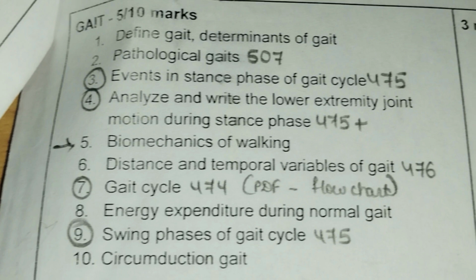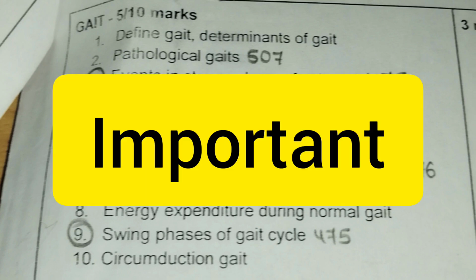Fifth one, biomechanics of walking. Sixth one, distance and temporal variables of gait. Seventh one, gait cycle. Eighth one, energy expenditure during normal gait. Ninth one, swing phases of gait cycle. And the last one is circumduction gait. And yes guys, this is another important chapter for your practical examination.